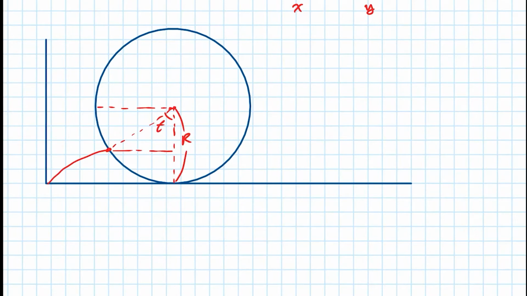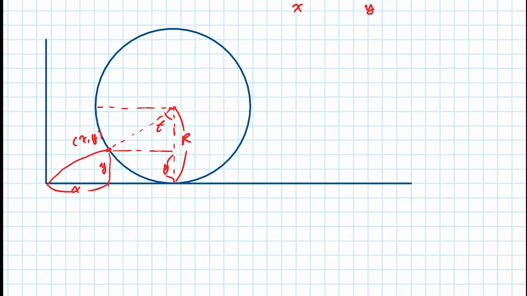When we say coordinate X and Y, that means this much is X and this much is Y now, isn't it? This is Y. So my Y is easier, so let's do Y first.